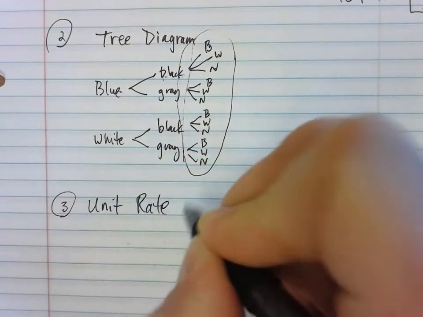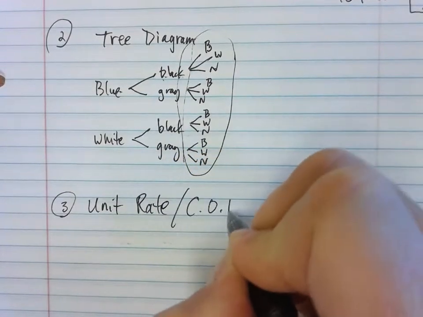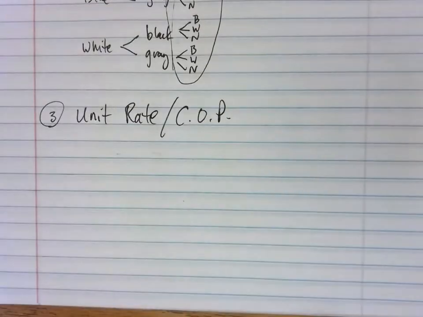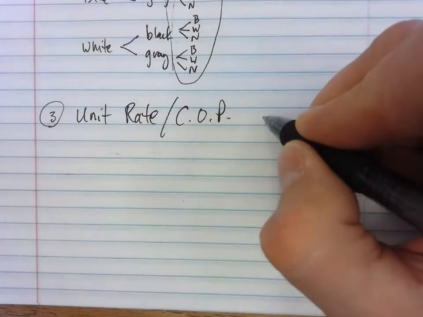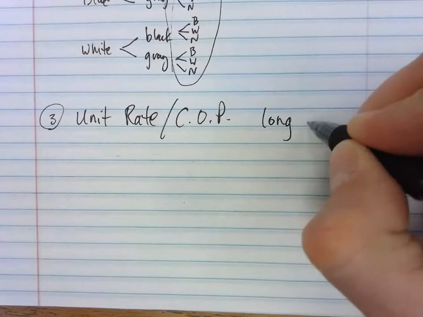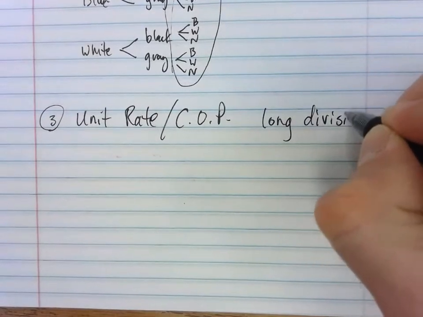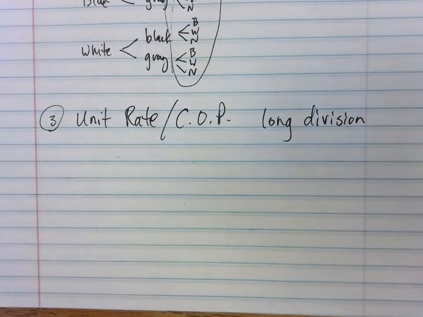All right? Third question is more of a unit rate type question. All right, also known as COP, or constant of proportionality. So when you get unit rate, that means you're going to have to do some of this stuff y'all don't like very much, which is long division. You've got to do a little long division.